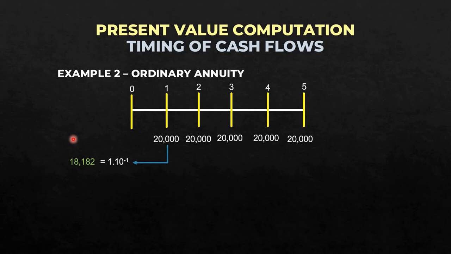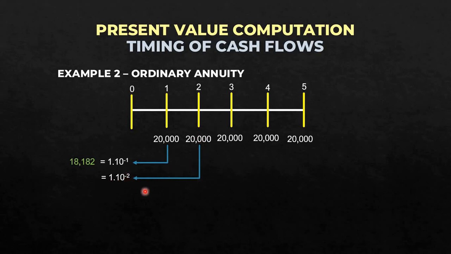18,182 pesos. O kaya naman, pwede yung katulad ng ginawa natin kanina, kung wala kang scientific calculator, pwede yung 20,000 divided by 1.10. Then, next, dito tayo sa second na 20,000 pesos. Ang formula natin diyan is, ganun pa rin, 1 plus i raised to negative n, which in this case is 1.10 raised to negative 2. Bakit siya negative 2? Kasi, dalawang compounding periods ang dadaanan mo bago mo ma-receive yung second na future cash inflow of 20,000 pesos. Kaya raised to negative 2.